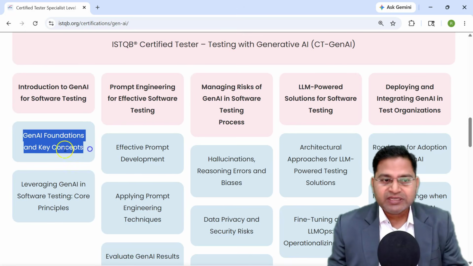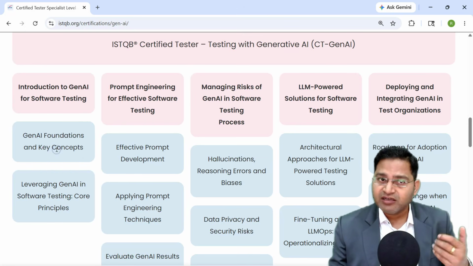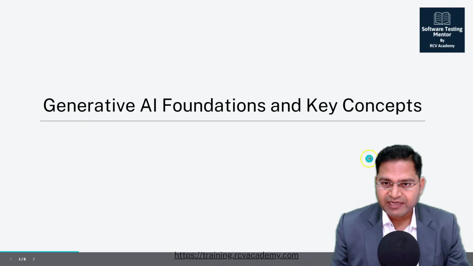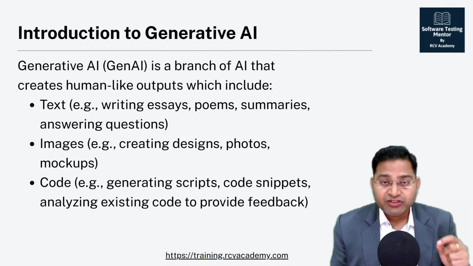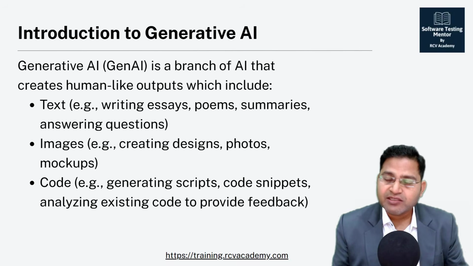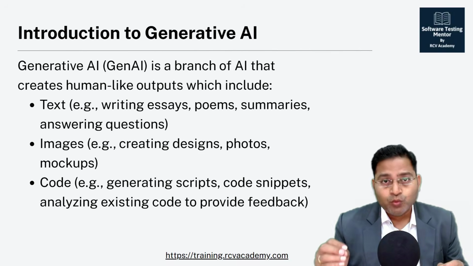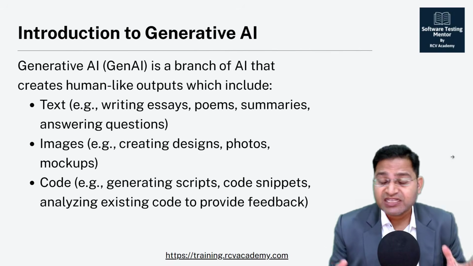So let's go ahead with the GenAI foundations and key concepts. What exactly GenAI is and the key concepts. So let's understand the foundations and key concepts. What exactly is generative AI? Generative AI is the branch of artificial intelligence which helps you, with the help of large language models, to create human-like outputs, which could include text, images, videos, audios, your programming code, your test automation code. Lots and lots of possibilities with generative AI.